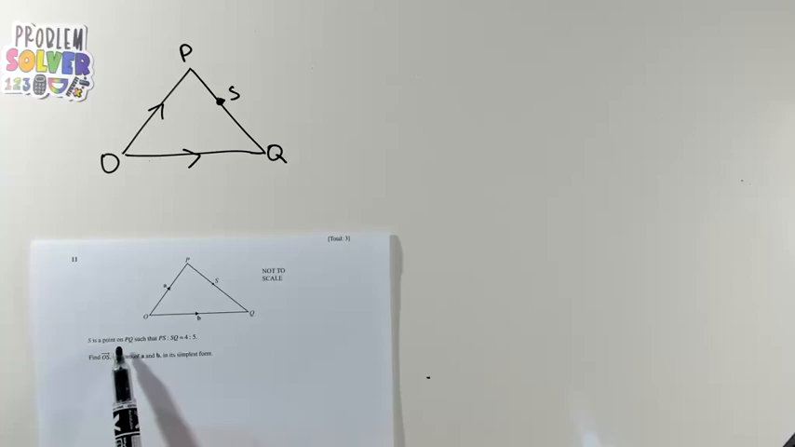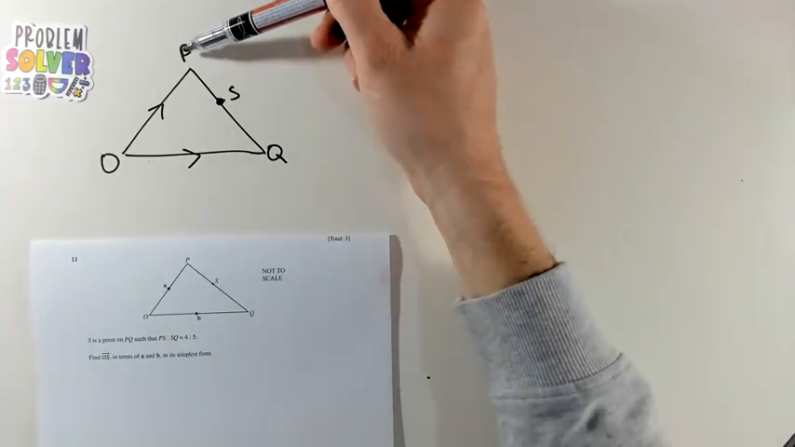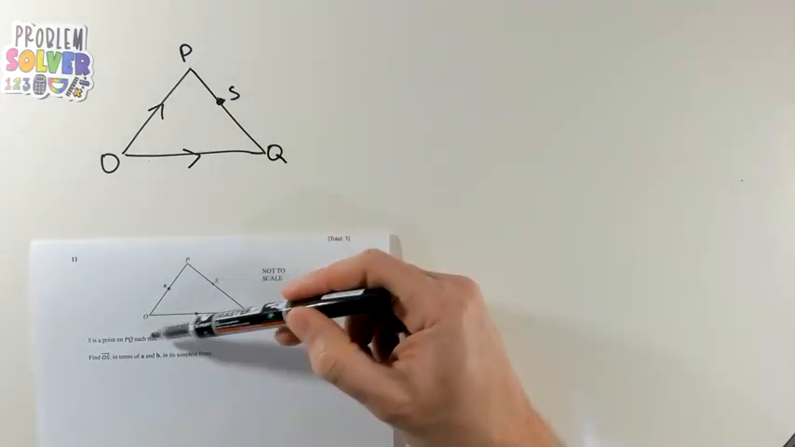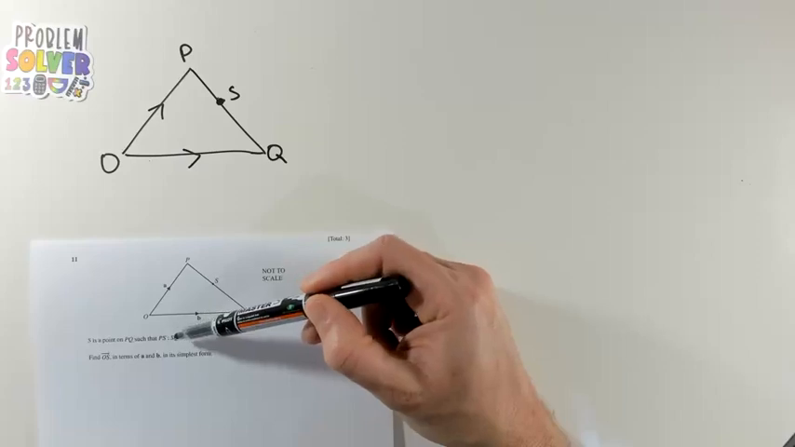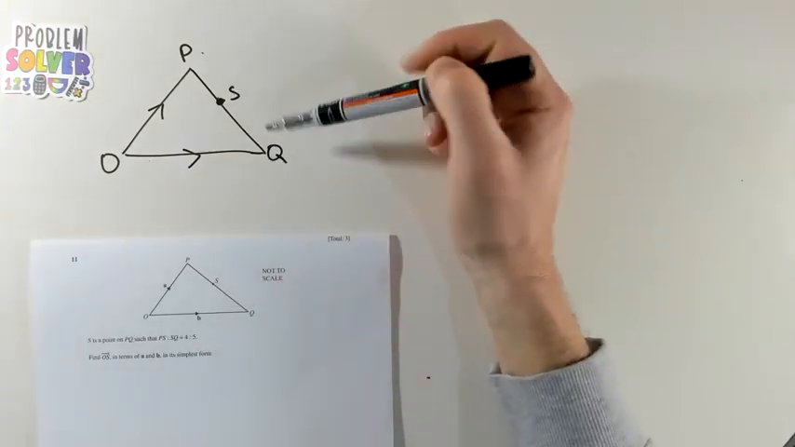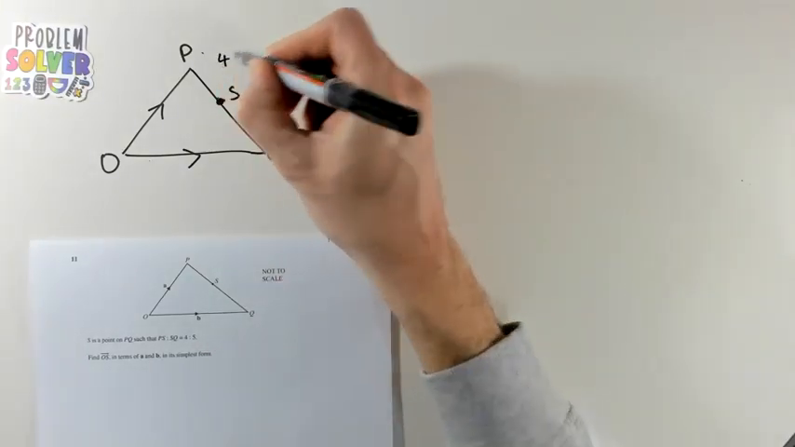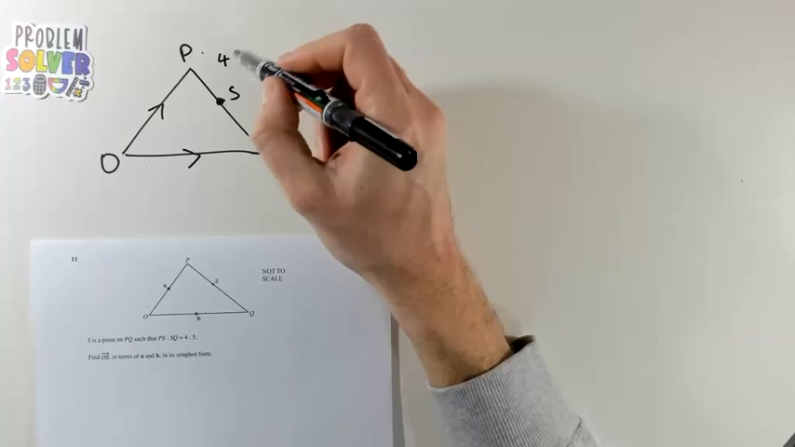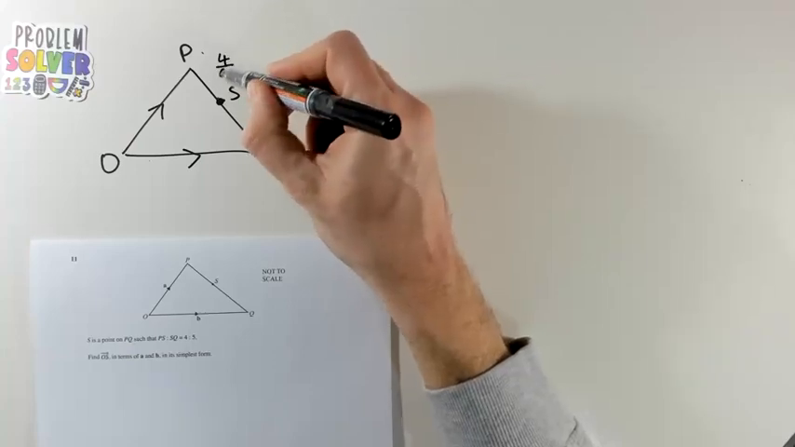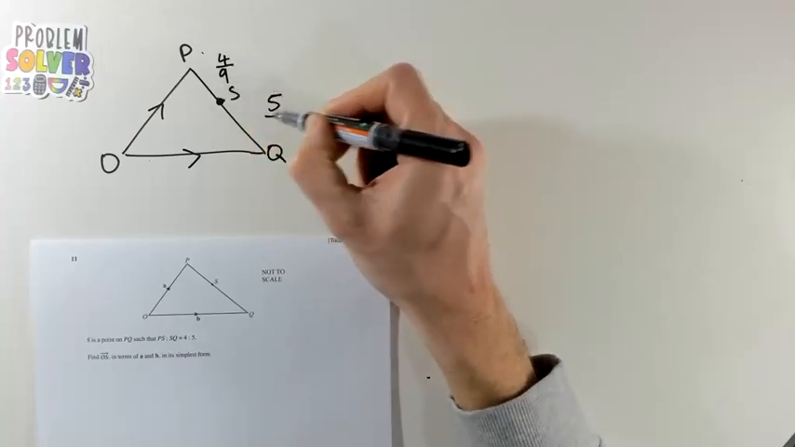So they say S is a point on PQ. So S is the point on PQ such that PS to SQ is 4 to 5. So basically this is 4 parts, and that's 5 parts. And then the total is 9. So that's 4 over 9, and then 5 over 9.